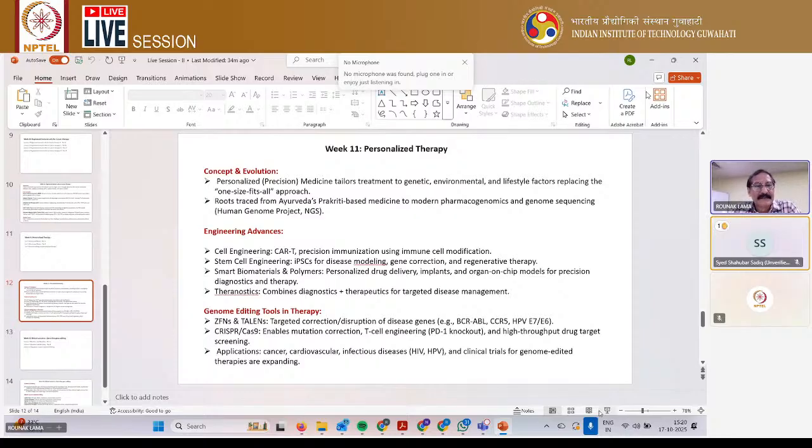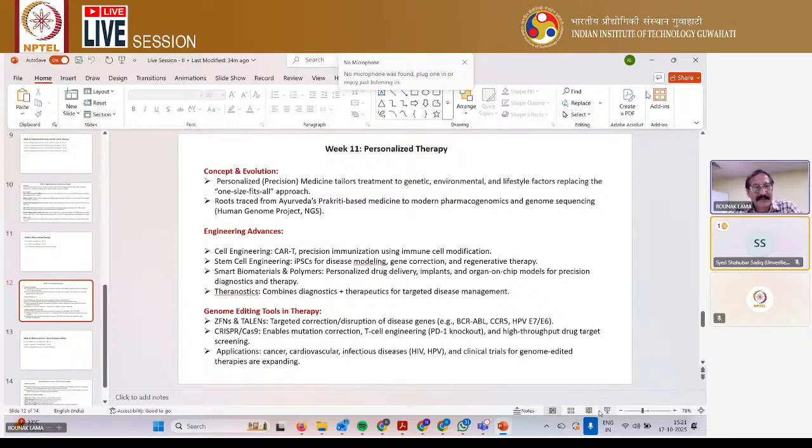So here, now the latest advances where CAR-T precision immunization using immune cell modification is possible. And then there is stem cell engineering, where iPSCs for disease modeling, gene correction, and regenerative therapy are being attempted. Then there are smart biomaterials and polymers for personalized drug delivery, implants and organ-on-chip models for precision diagnostics and therapy.